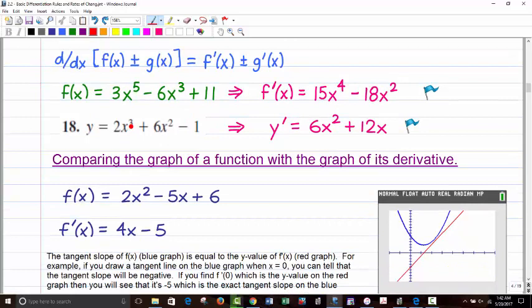So same thing with the next one. 3 times 2 is 6. Subtract 1 from the exponent, makes it x squared. So this 6x squared is not the 6x squared in the original problem. It's the derivative of 2x cubed. And then the derivative of 6x squared, 2 times 6 is 12. Subtract 1 from the exponent, makes it x to the 1st. And then the derivative of negative 1 would be 0.